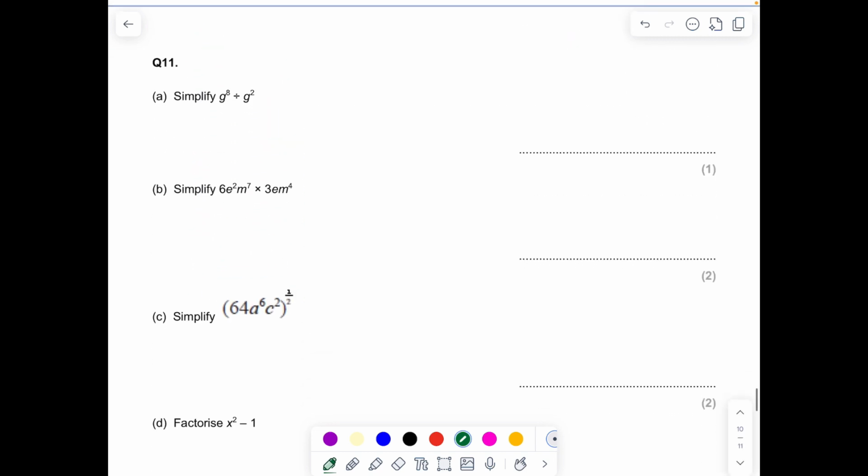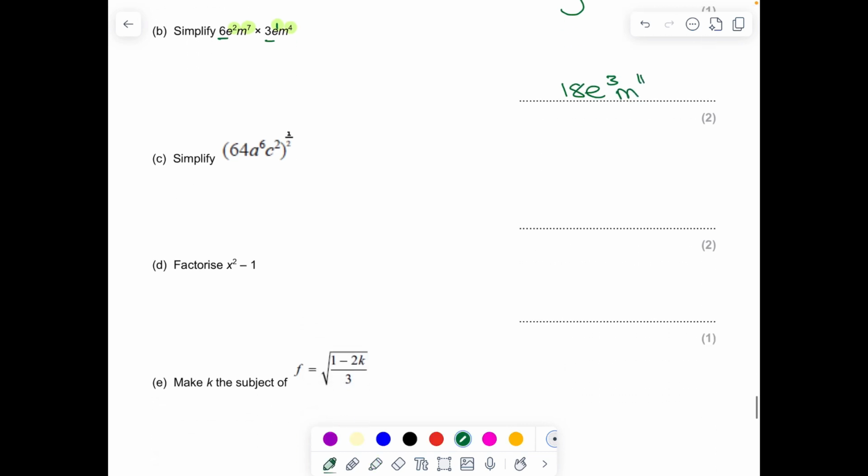Next, some more simplifying indices. So you can see here, when we're dividing, we subtract the indices. So 8 take away 2 gives you 6. Remember, we treat the big numbers as normal, so we do 6 times 3, which is 18. This is our e to the power of 1. We're multiplying, so we're going to add the indices. So 2 plus 1 gives us 3, so e to the power of 3. And 7 plus 4 gives us 11, so m to the power of 11.